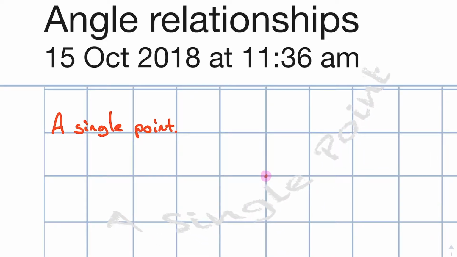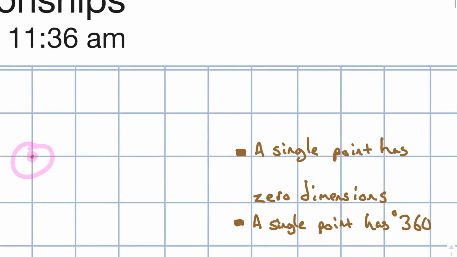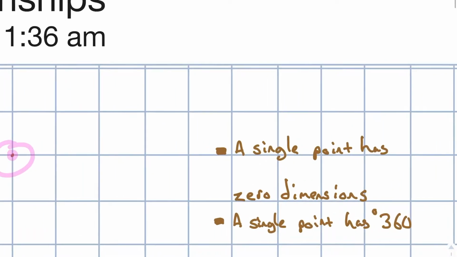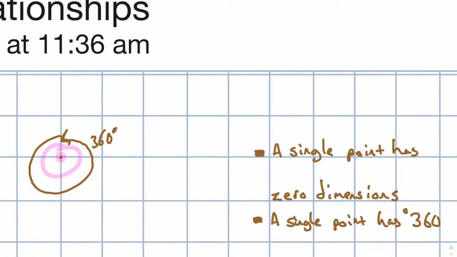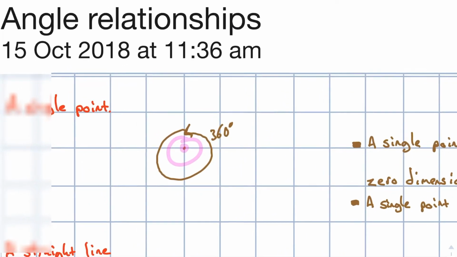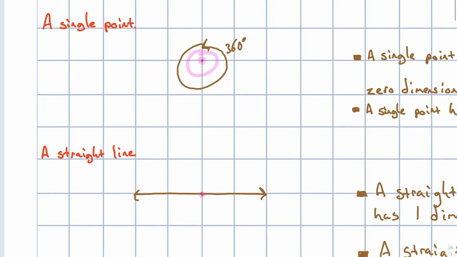And as you can see, we have a single point just here. And we know from previous lessons that these are the properties of a single point. A single point has 0 dimensions, yeah? It actually has no dimensions. And a single point has 360 degrees around it. So we can just draw on there. 360 degrees, yeah? And then the next concept we're going to review is a straight line.